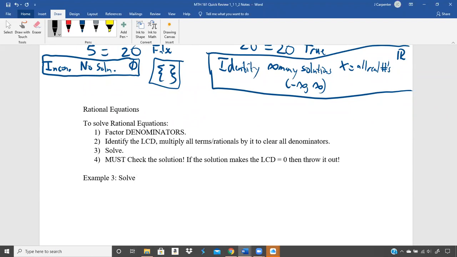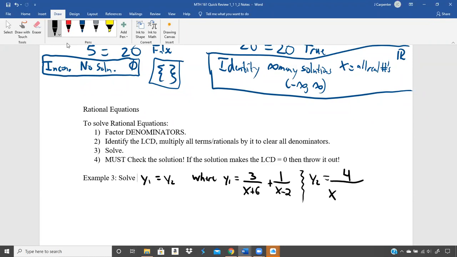Solve y1 equals y2, where y1 is equal to 3 over x plus 6 plus 1 over x minus 2. And then y2 is equal to 4 over x squared plus 4x minus 12.